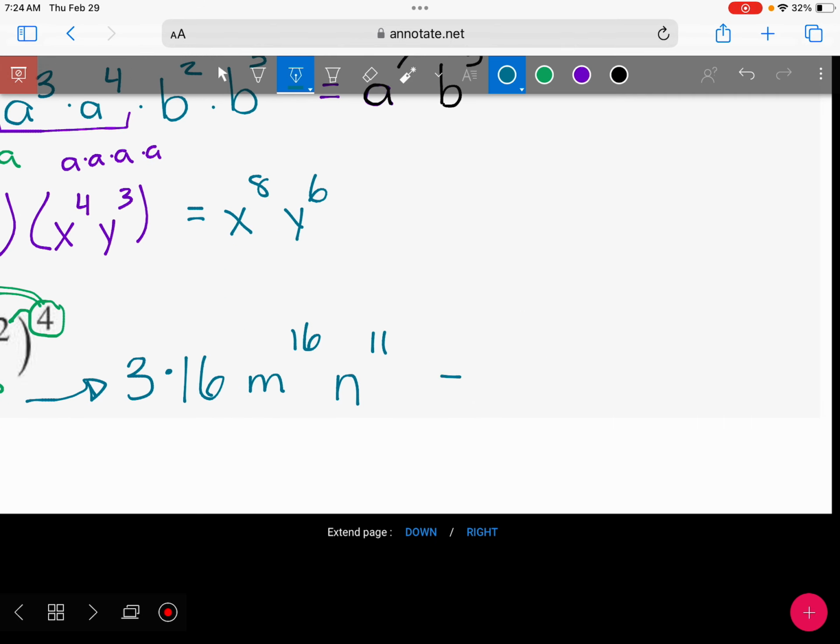So our last piece to simplify this is we have to come back here and multiply 3 times 16, which is going to be 48. Yes, ma'am. That would be 12 plus 4. The exponents on the m's.